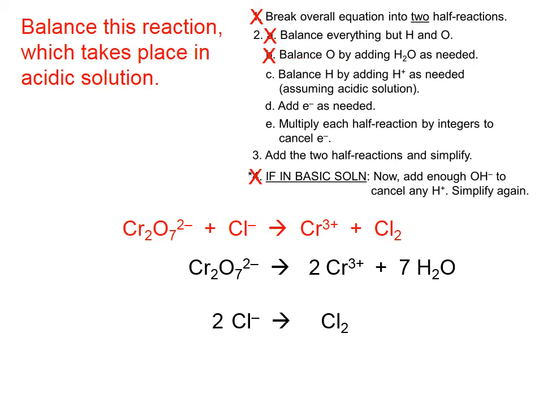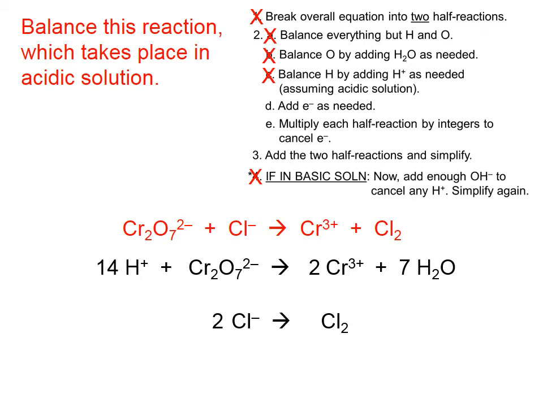Let's go to 2c. Balance H by adding H plus as needed. So in the first half reaction, we can see we have 14 H's, so let's add 14 H pluses to this side. Again, for this second half reaction, for this particular case, we don't have to do anything. So step 2c is done.